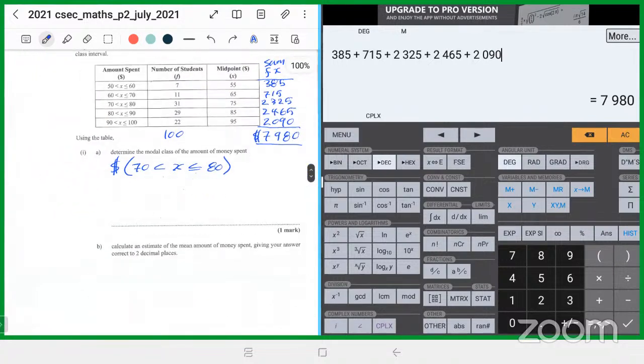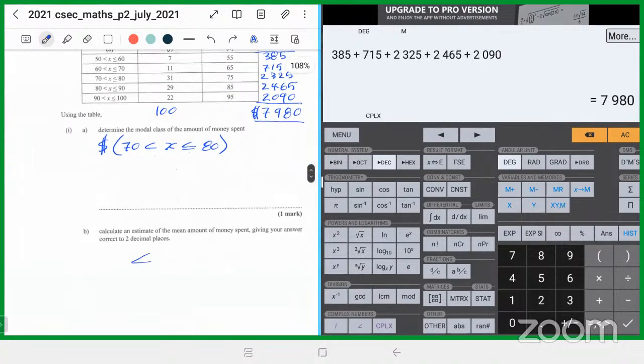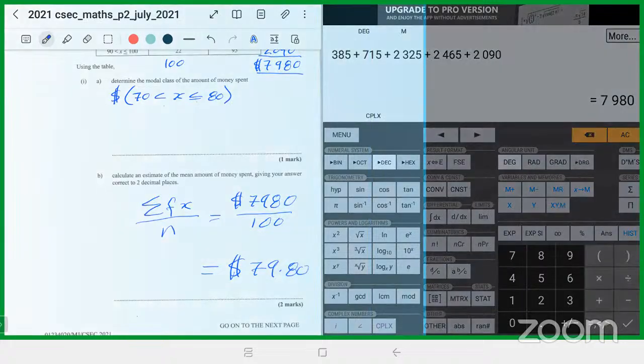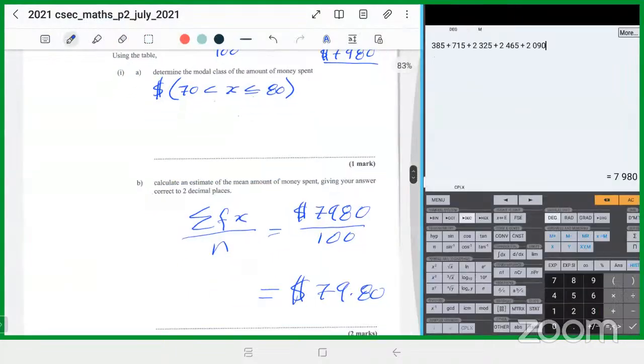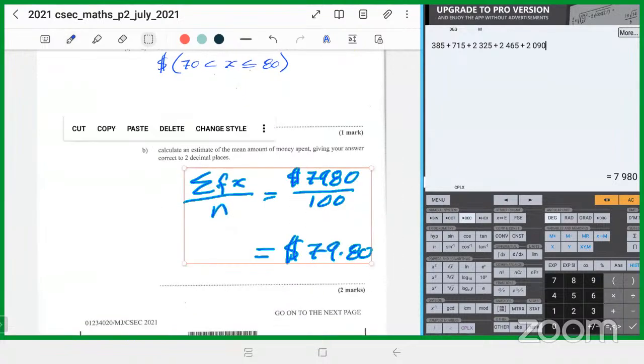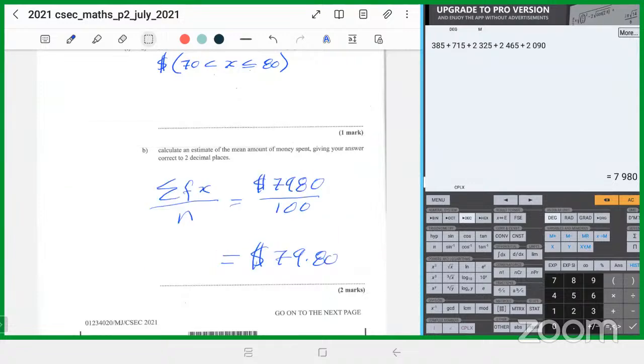I want to put that this is the sum of fx over the number of students, which is the sum of f. This becomes 7980 over 100, which then is $79.80. That is the average amount, the mean amount.